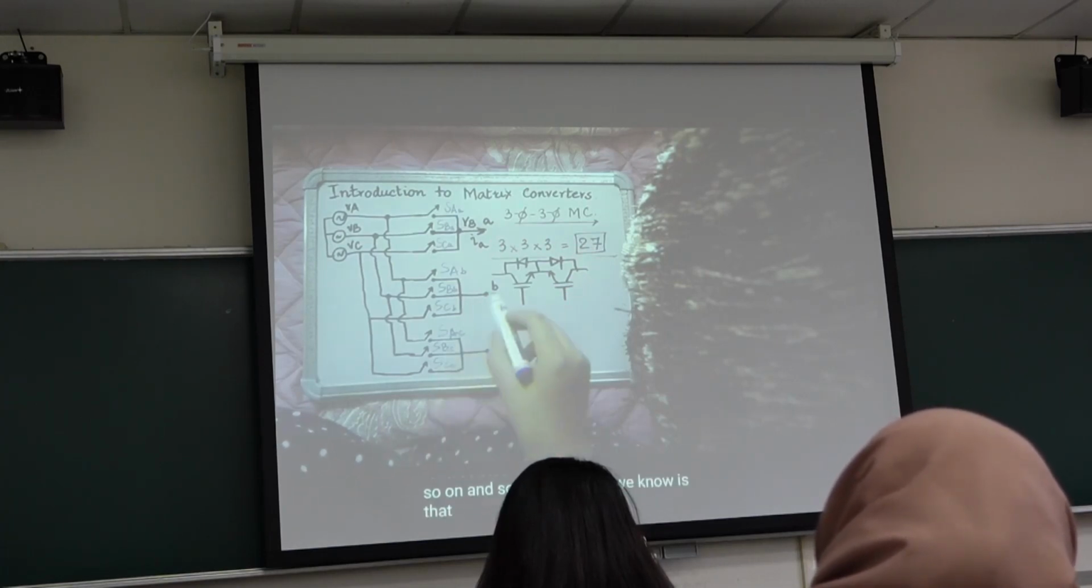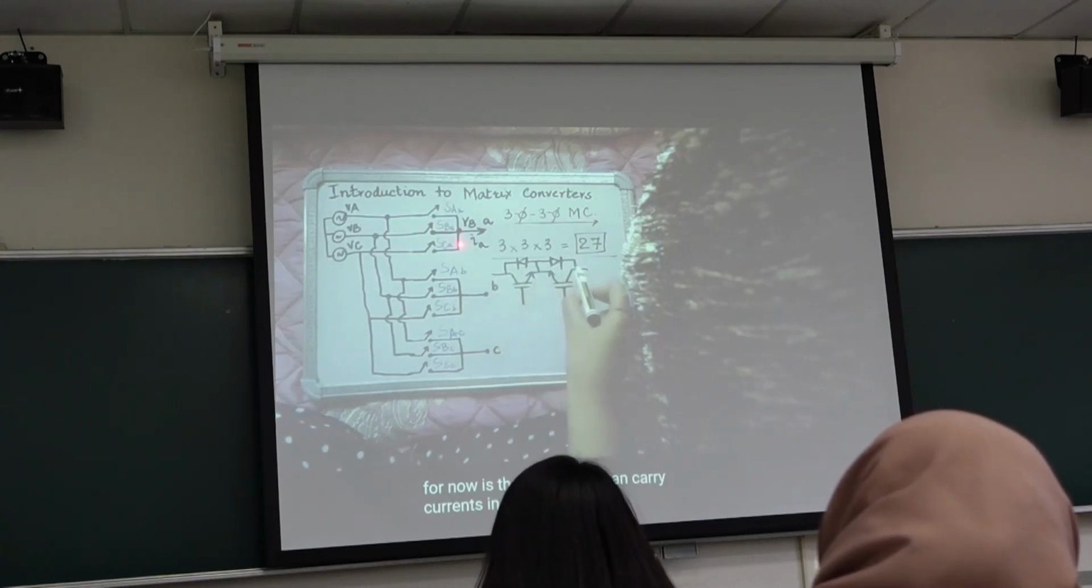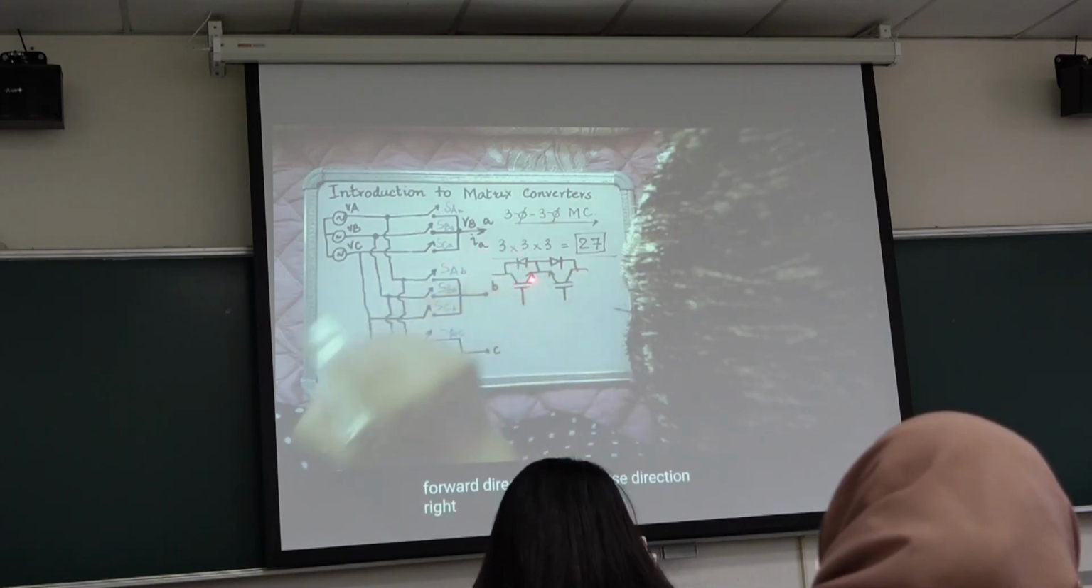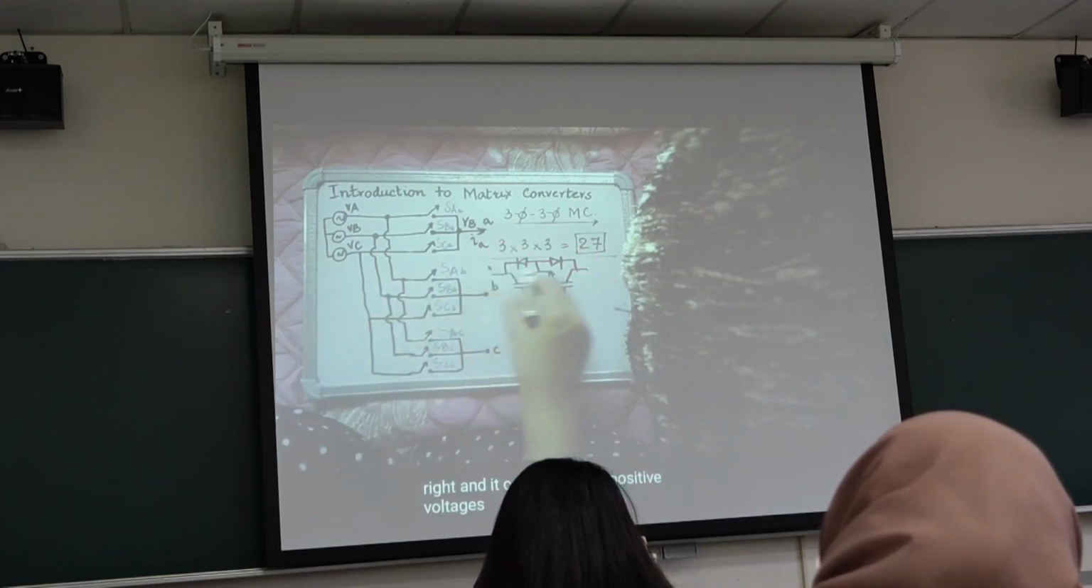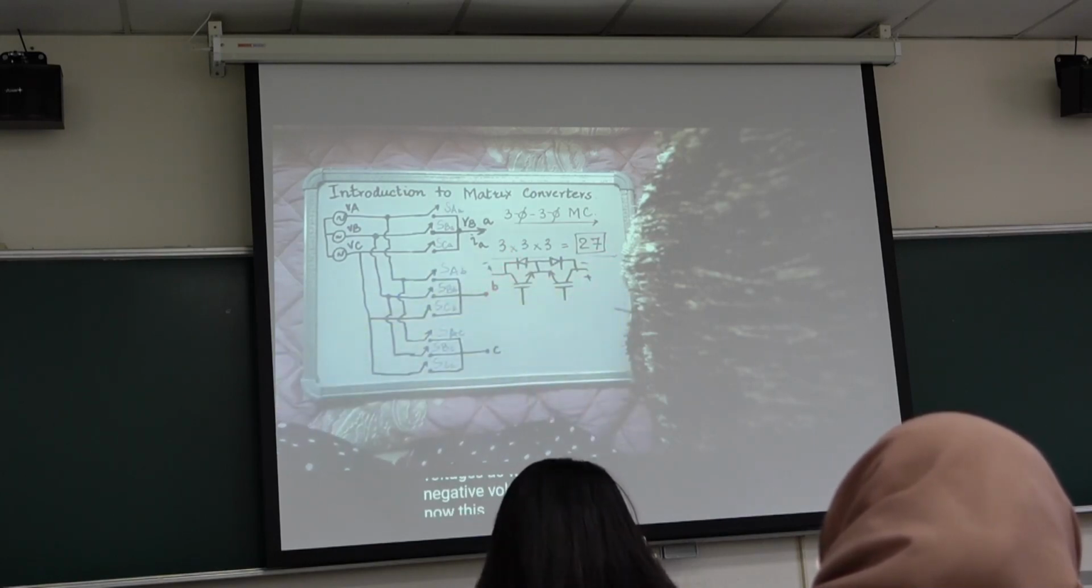So what we know for now is that the device can carry current in two directions. The current can go this way or this reverse way, right? AC current. And we can block both positive voltage as well as negative voltage, so the voltage can go this way or this way. That is AC voltage. That is the choice of the device.